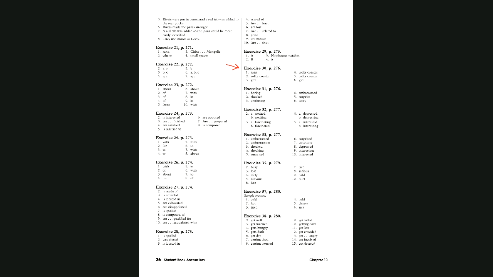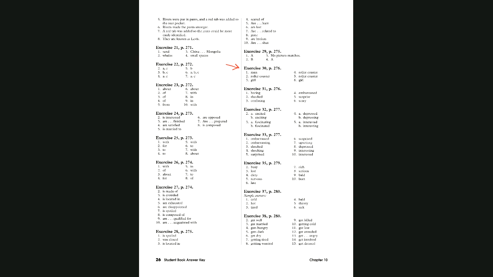Can you give us the answers? What did you get? Number 1 is the man. Number 2 is the roller coaster. Excuse me, are you sure it's exercise 30? We reviewed this the last class. Yeah, you're right. We already did this one in class, didn't we?